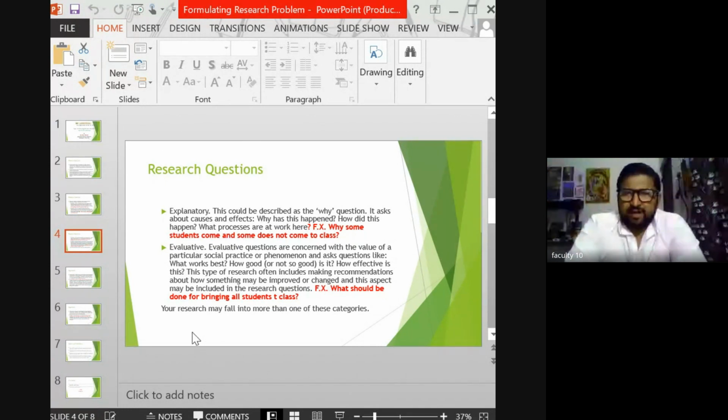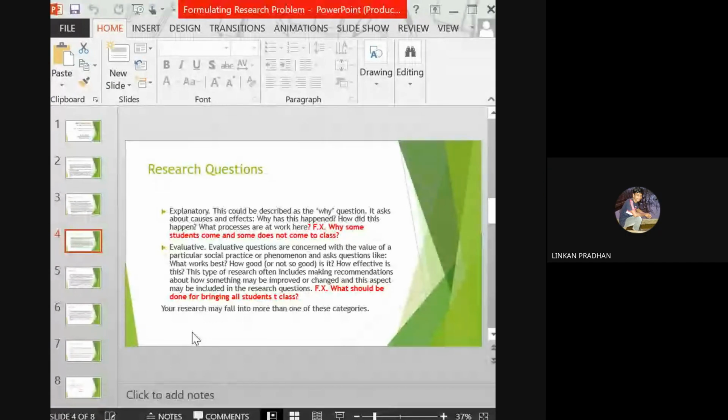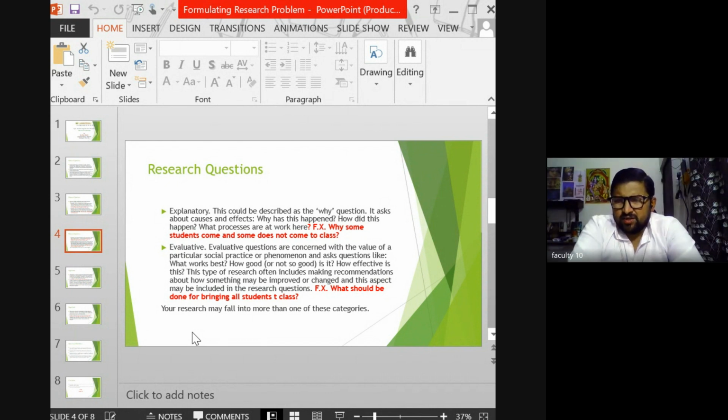Guru, are you there? Lincoln, you read. Yes, sir. Evaluative. Evaluative questions are concerned with the value of a particular social practice or phenomena. Ask questions like, what works best? How good is it? How effective is this? This type of research often includes making recommendations about how something may be improved or changed, and this aspect may be included in the research questions. What should be done for bringing all students to class?